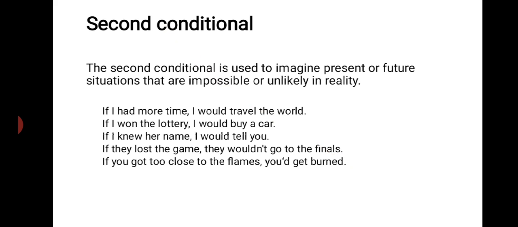If I had more time, I would travel the world. If I won the lottery, I would buy a car. If I knew her name, I would tell you. If they lost the game, they wouldn't go to the finals. And if you go too close to the flames, you would get burned.